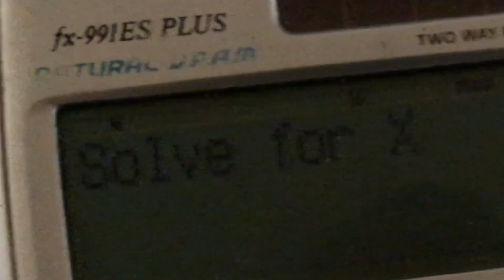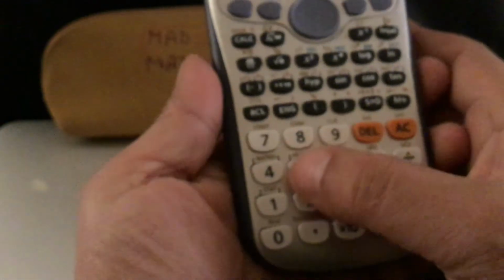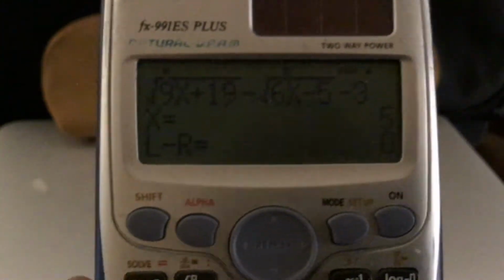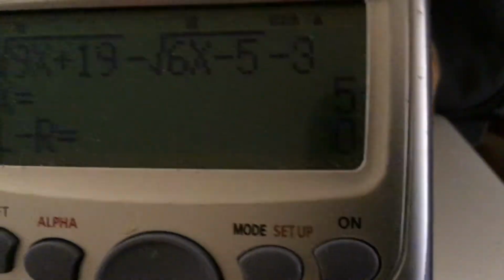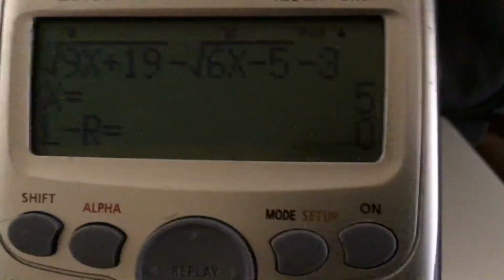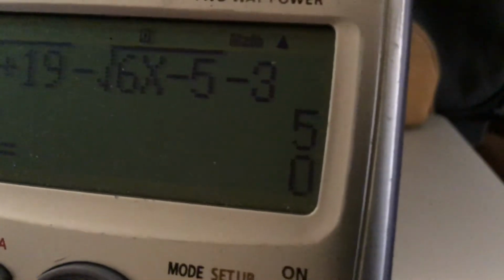The calculator is using a method, I think it's called the Newton method, to give an approximation of the solution. So you try to guess what your solution is. Let's say I guess my solution is 4. So it's 4, then equals. Now the calculator is solving. Here we are. We got the solution. x equals 5. And the left-right value is 0, which confirms my solution. So my solution is x equals 5.